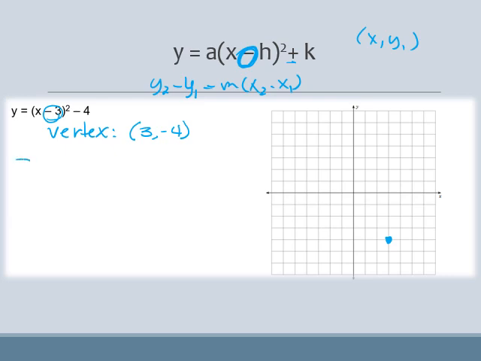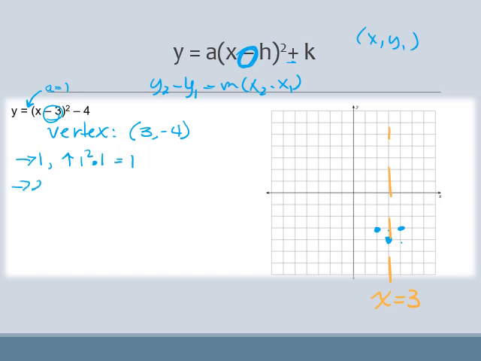Now I said in the last slide that I'm going to go over 1, and in this case, because there's nothing in front here, or a is equal to 1, I'm going to go over 1 and up 1 squared times my a, which was 1, or 1. So from that vertex, I go over 1 and up 1. Now remember, we have an axis of symmetry through here, which is that line x equals 3. So I'm also going to have a point 1 over on the other side, because I've got a mirror image.